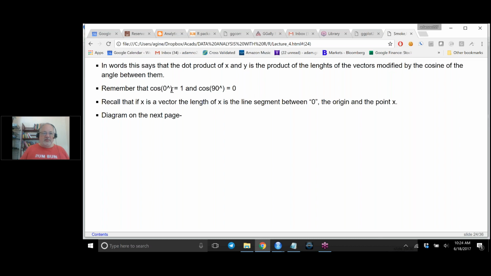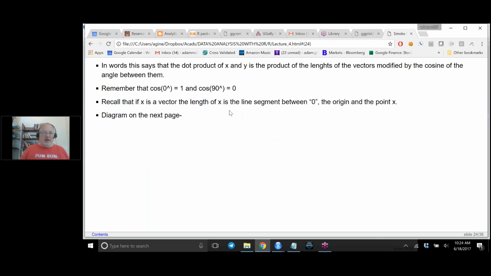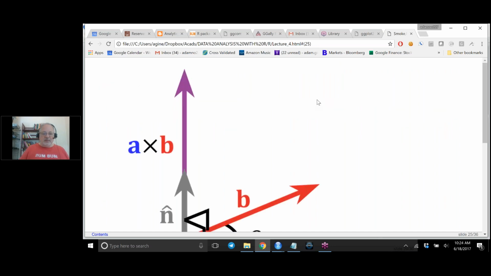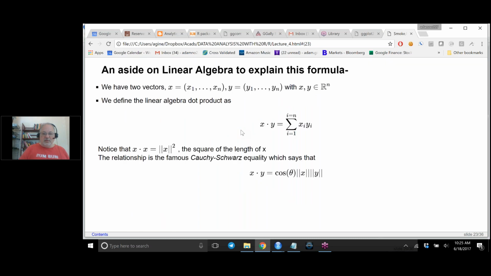Now remember, the cosine of 0 degrees is 1, and the cosine of 90 degrees is 0. So what does that mean? It means if x and y have an angle of 90 degrees, their dot product is 0. There's no connection. They're different variables. And if x is a vector of length x, that length is the distance from the point of x to the vector 0. Okay? And so here's the diagram. Here's the origin. Here's the vector A. Here's the vector B. And this angle theta is what's given by the dot product. So in other words, x dot y is the cosine of the angle theta times the length of x times the length of y.